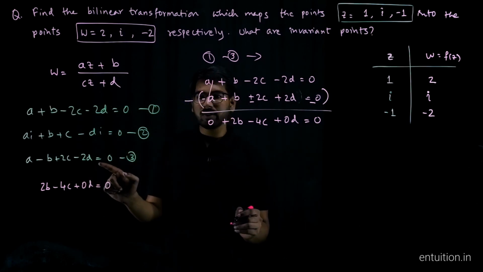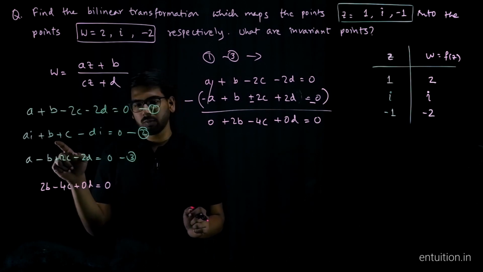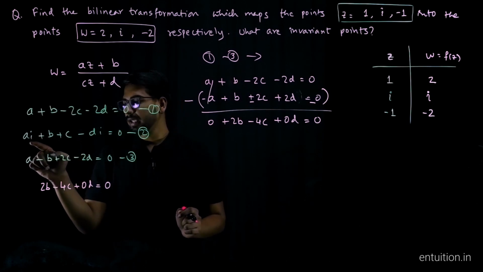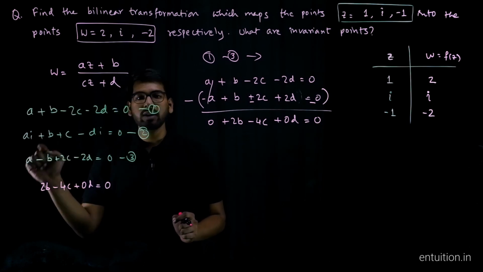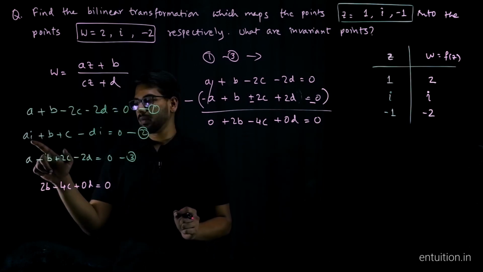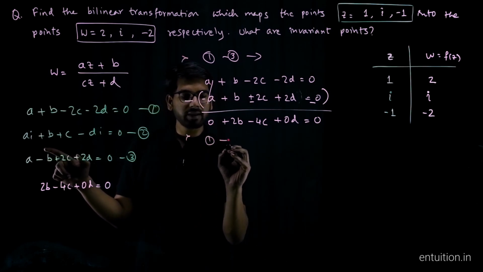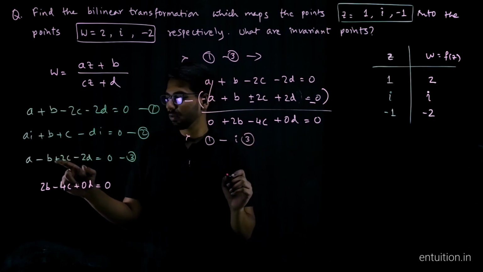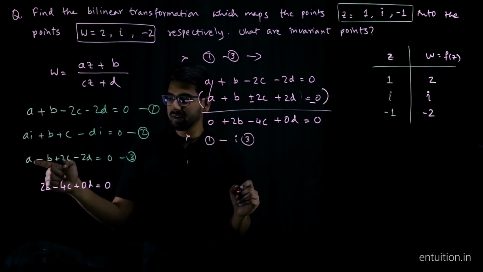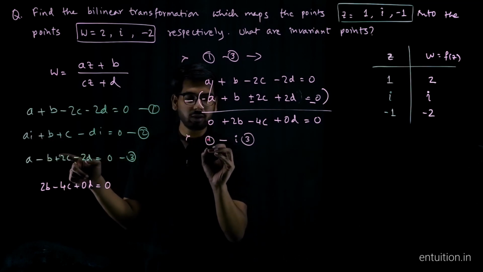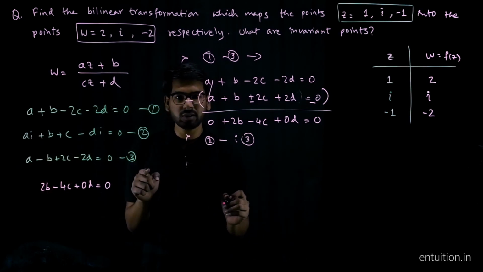Now let us use 2 and 3 to eliminate a. How do you do that? If you subtract 2 minus 3 right now, ai minus a is not 0. You should have i on both terms, then only they will get cancelled. Now how do you do that? I can take 2 minus i times 3. If I multiply i to this equation, then I will get ai here, so ai minus ai is 0. So equation 2 minus i times equation 3.